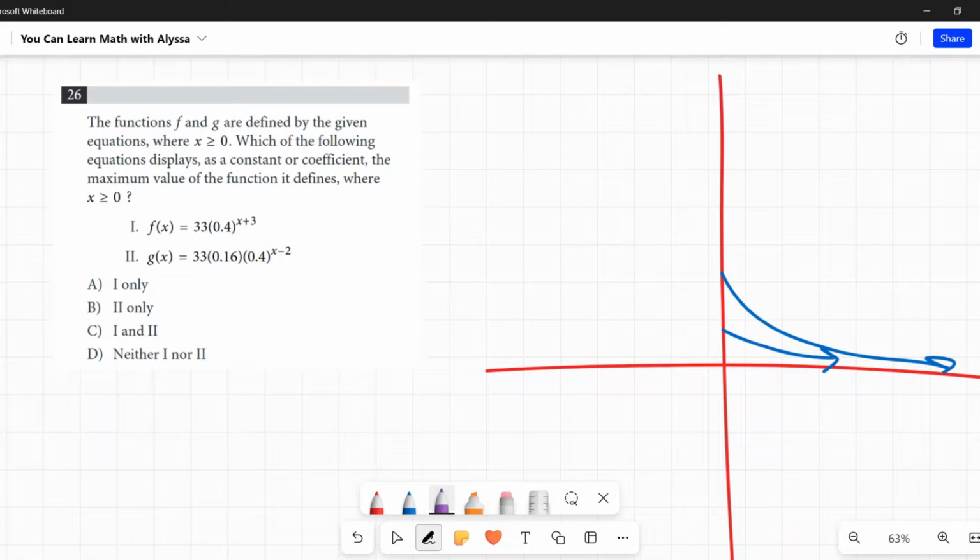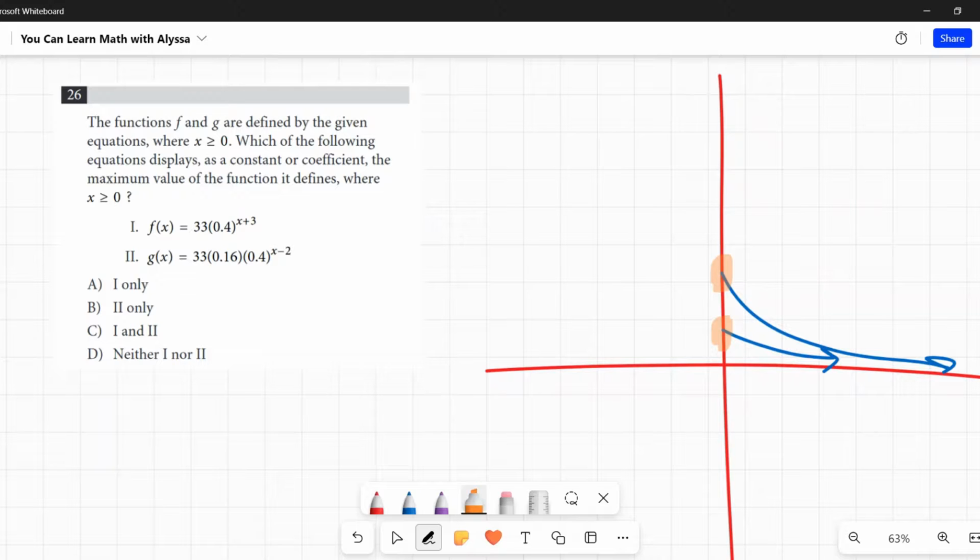Both of these functions that we've got here, they're starting on the y-axis, and then they are going down towards that x-axis. They are approaching it. They are approaching 0. They're never crossing it, but they're getting lower and lower and lower forever. So where is the maximum value for both of these? For both of them, it's where x is 0, right on that y-intercept. Every other value is going to be lower than that.